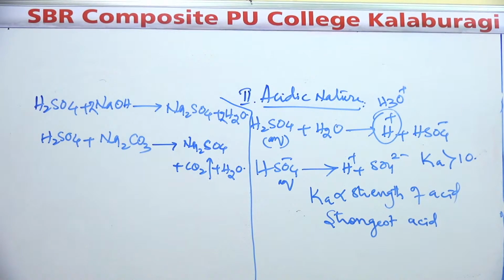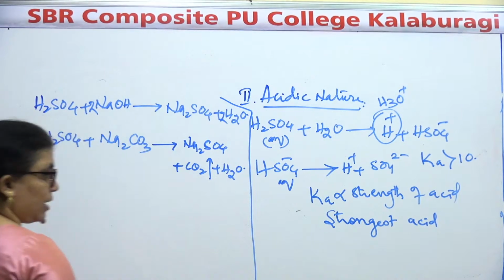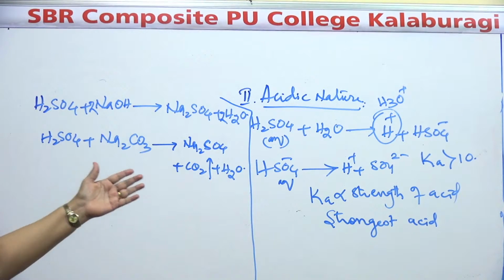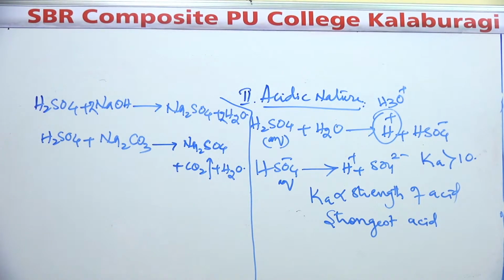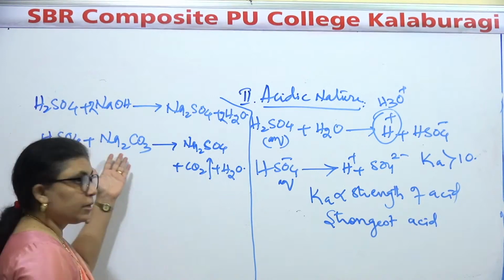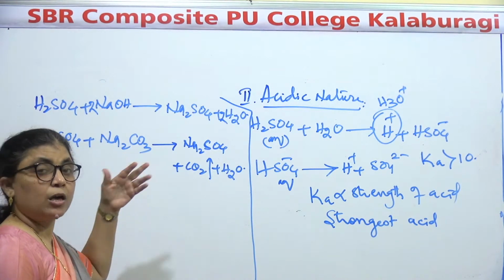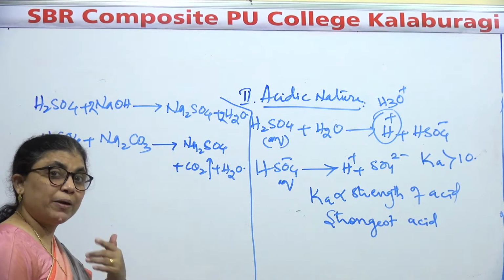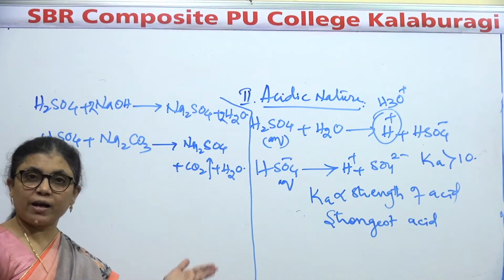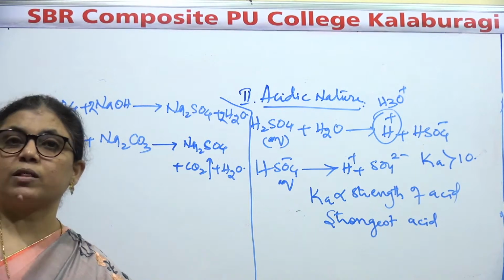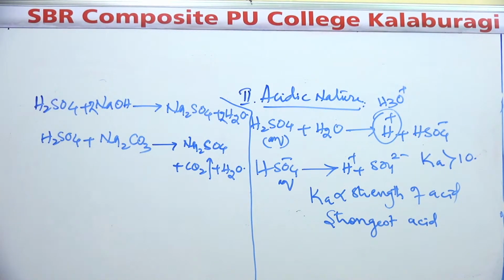So what can we say here, children? Being acidic, because the Ka value is more than 10, it means it is a strong acid. It reacts with bases like sodium hydroxide, or with metal carbonates like sodium carbonate, or with basic oxides, because it has an acidic nature. Even they can react with a basic oxide like calcium oxide.